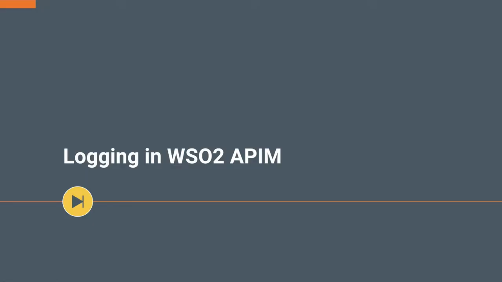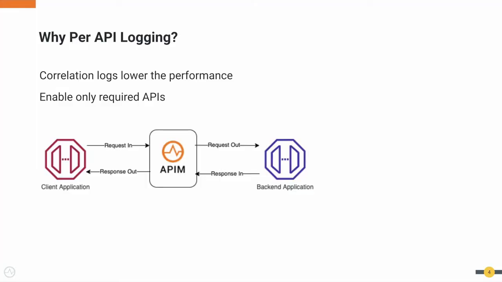Logging is important when API Manager is deployed in a server and maintainers need to monitor the system. API Manager gives multiple ways of logging, including correlation logs, message tracking, and per API logging. Why is per API logging important?